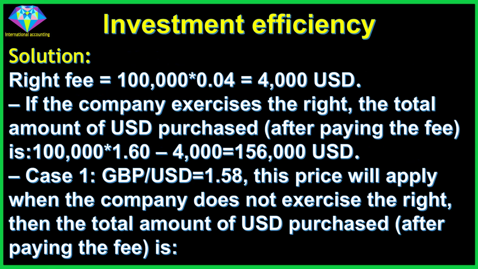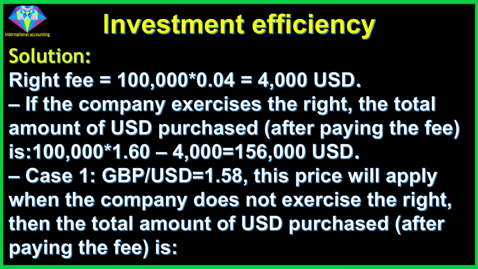Solution. Right fee equals 100,000 multiplied by 0.04 equals 4,000 United States dollars. If the company exercises the right, the total amount of USD purchased, after paying the fee, is 100,000 multiplied by 1.60 minus 4,000 equals 156,000 United States dollars.